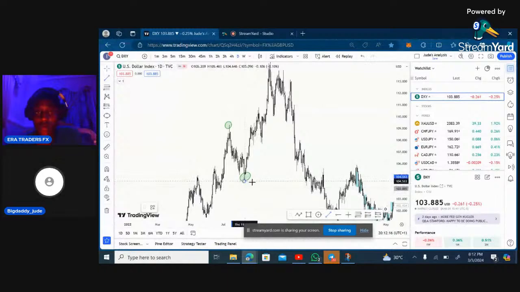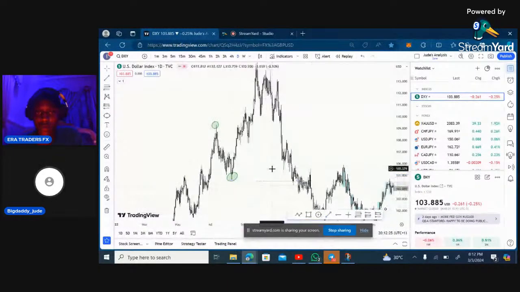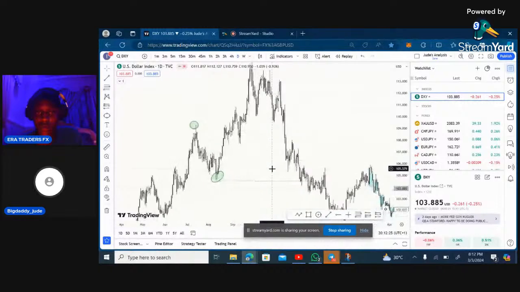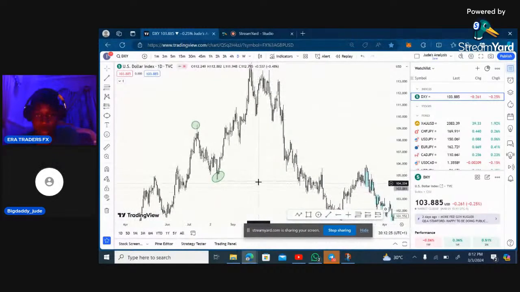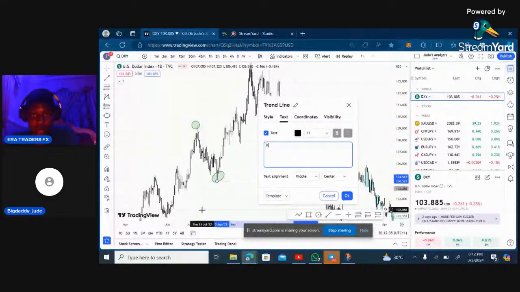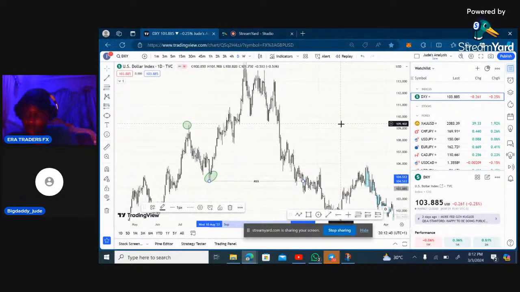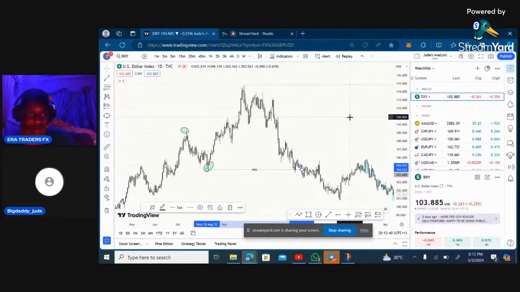Now this is what we SMC traders and ICT traders refer to as a change of character or a market structure shift. So you can call this a market structure shift.